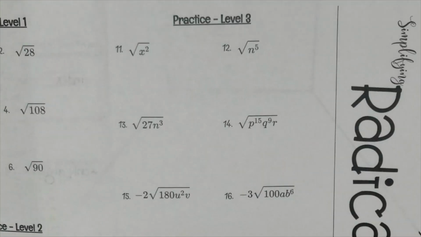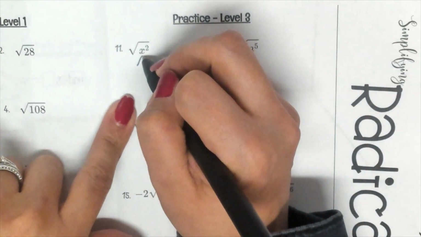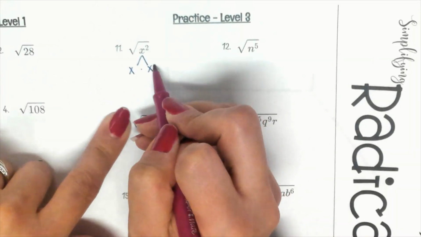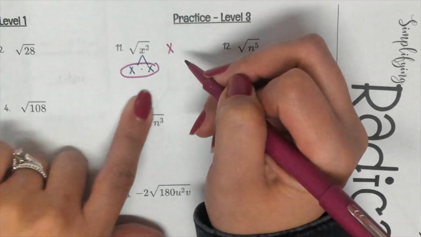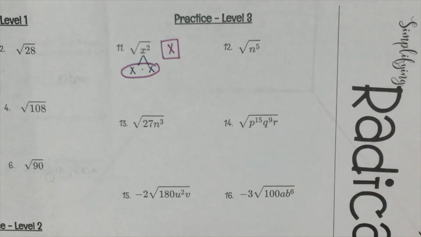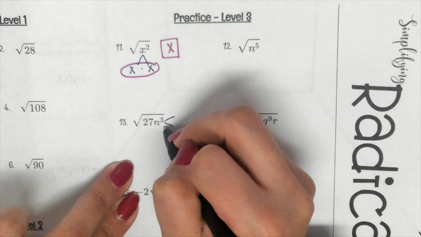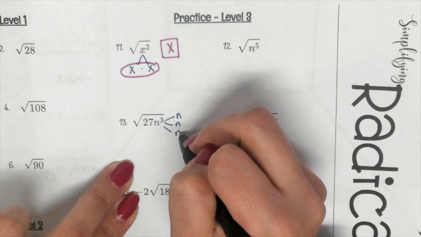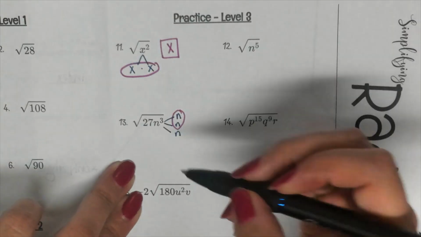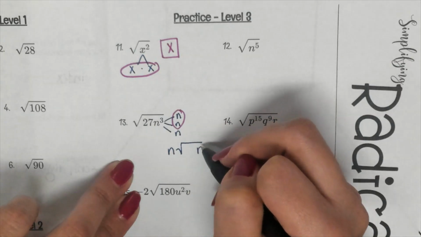Now we have variables involved. X squared. X squared is x times x. Notice there's a buddy. Buddy comes out. Nothing left over. Square root of x squared is x. Same idea here. 1, 2, 3. Buddy. So 1n is going to come out, and 1n is going to stay inside.